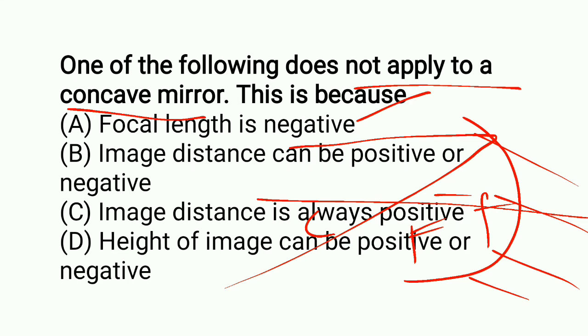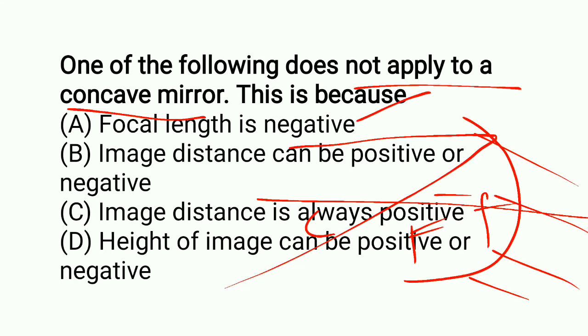Now option B, image distance can be positive or negative. As the image is forming in front of the mirror, on the left side, you will get the image distance negative, as well as positive also. Why? Because the concave mirror produces a virtual and erect image also when the object is kept between the focus and the pole. So option B is also correct for the concave mirror.